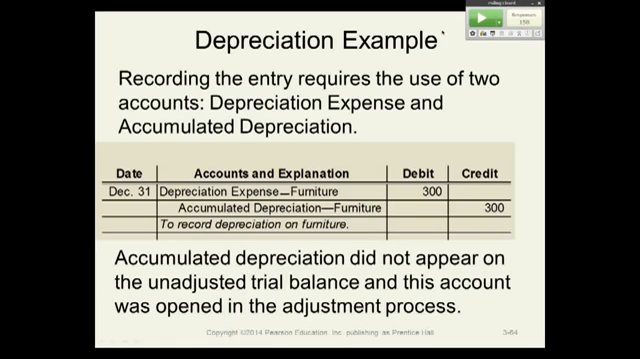Now, as part of the adjusting entry, I'm going to credit the T account. So let's see how this is going to work. Essentially, let me get this on.